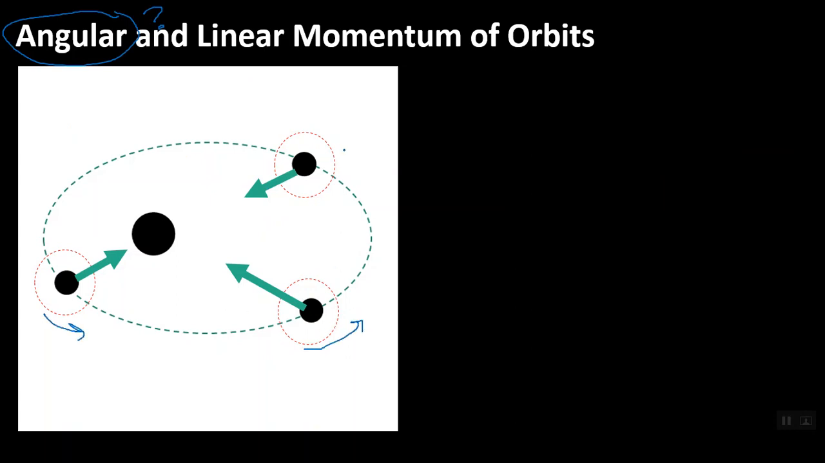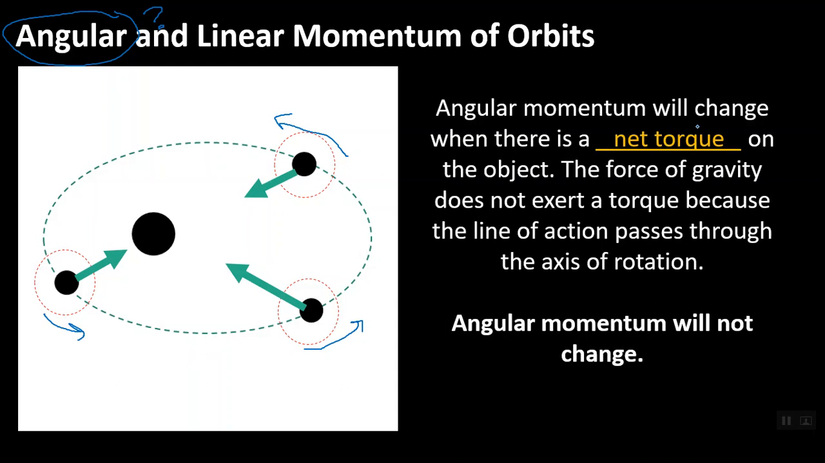So to answer this, we have to think, when will we have a change in angular momentum? Well, angular momentum will only change when there is a net torque on the object. Now notice, we have a net force, but this net force actually does not exert a net torque. That's because the center of this object's rotation is going to be this central sun, and the force of gravity exerted by this central sun is always going to point exactly towards that sun.